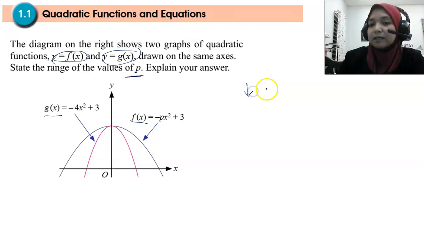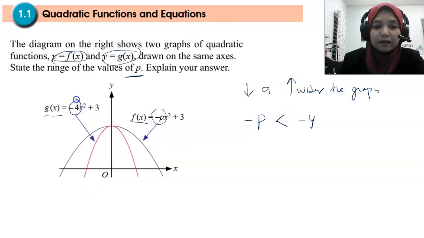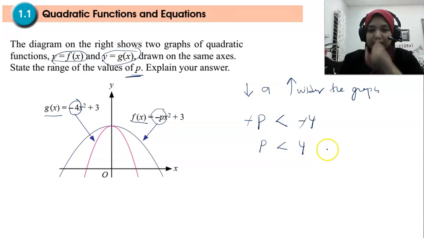The smaller the value of A, the wider the graph. So, which one yang smaller? Tukar topik, tukar ayat. Which one yang wider graph dia? Yang ni kan? Yang biru ni wider. So, A dia apa? Negative P. So, negative P is less than negative 4. Tengok value of A. So, negative P less than negative 4. Kita boleh terminate negative. Akan dapat P less than 4. So, P less than 4.